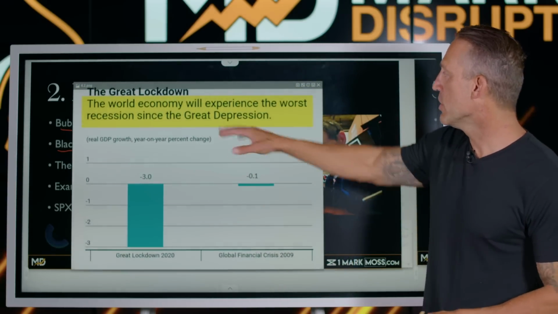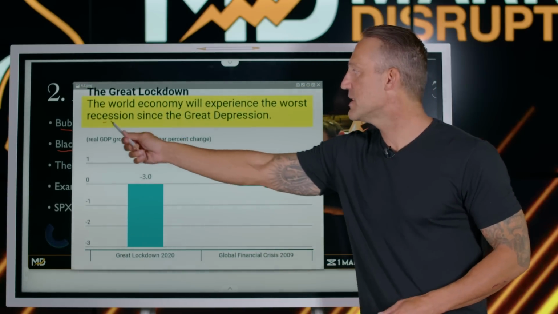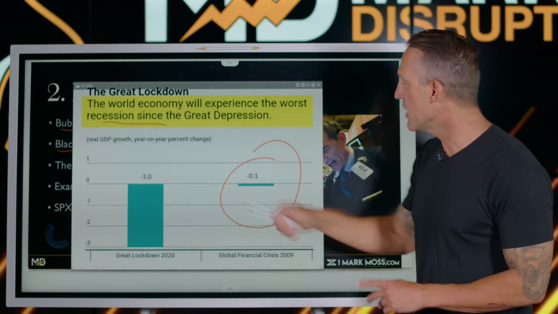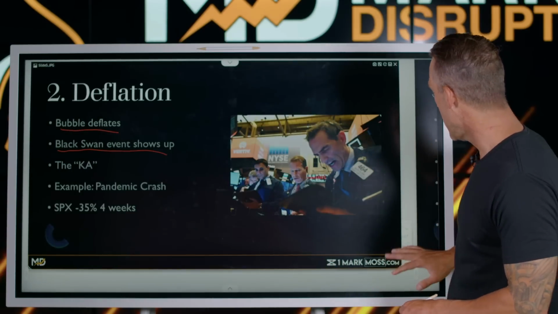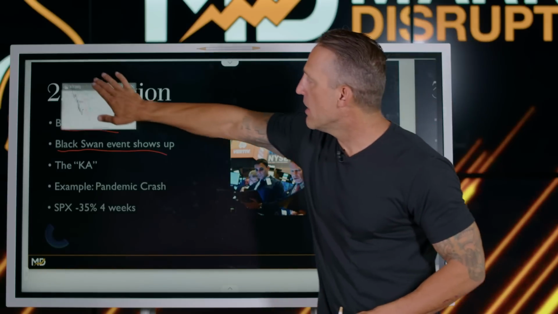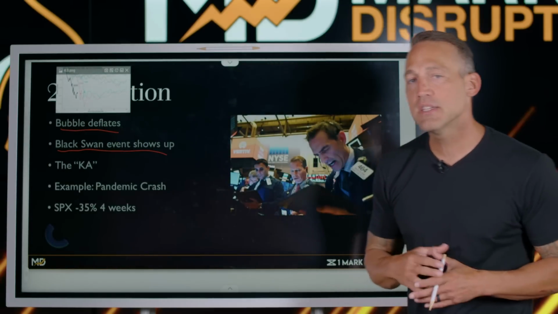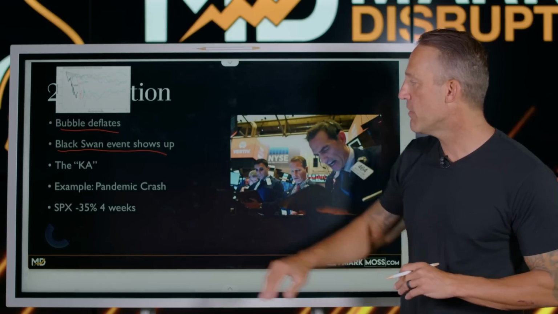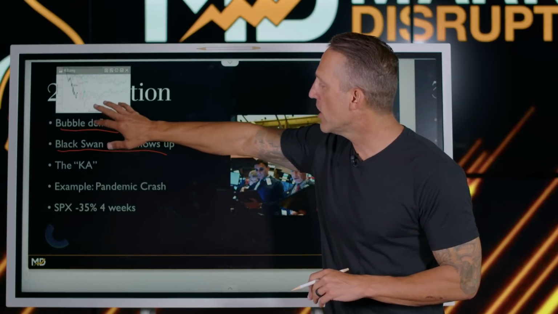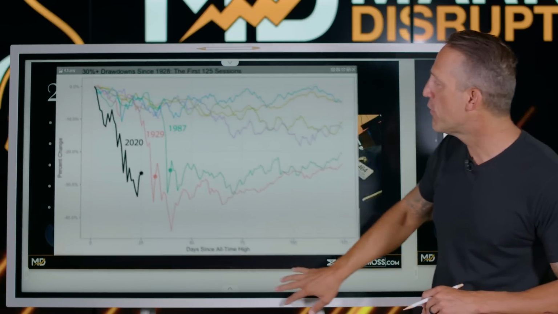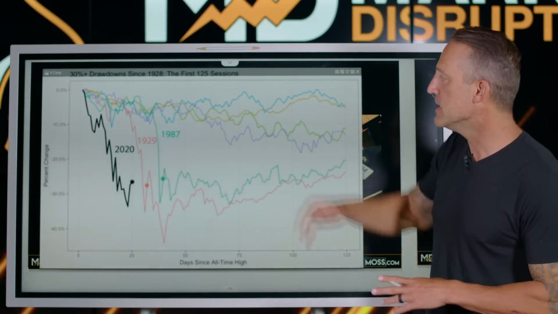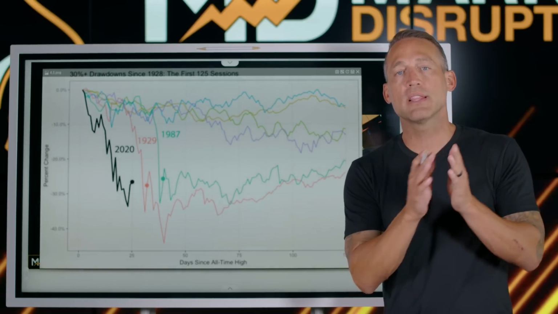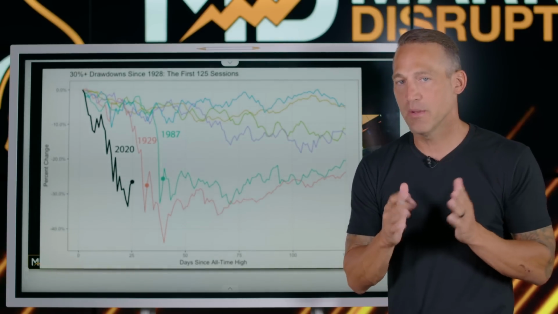This says the world economy will experience the worst recession since the Great Depression because of this, and we're just starting to experience all of that right now. And you can see that it led to one of the fastest and sharpest drawdowns of the markets in history. As a matter of fact, the S&P 500 lost 35% in 4 weeks, which is amazing. It's not always the amount of the drawdown that we want to look at. We also want to look at the speed in which it moves.